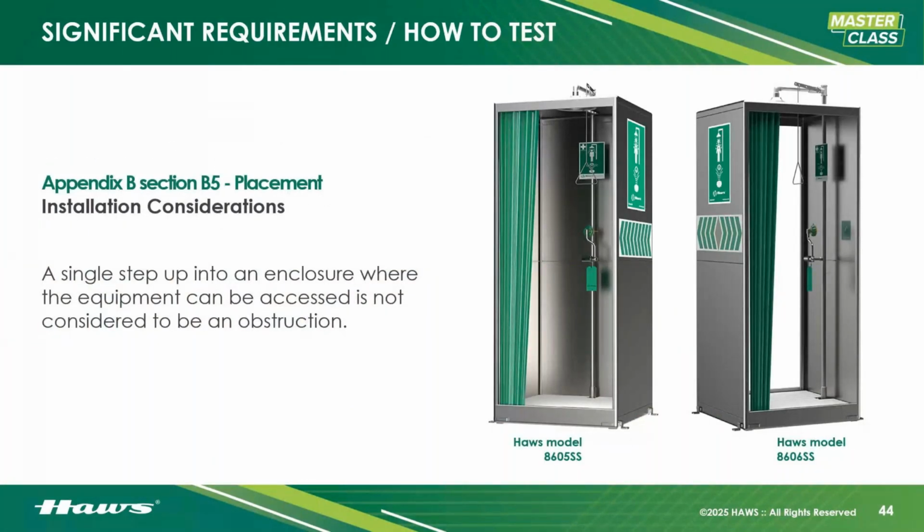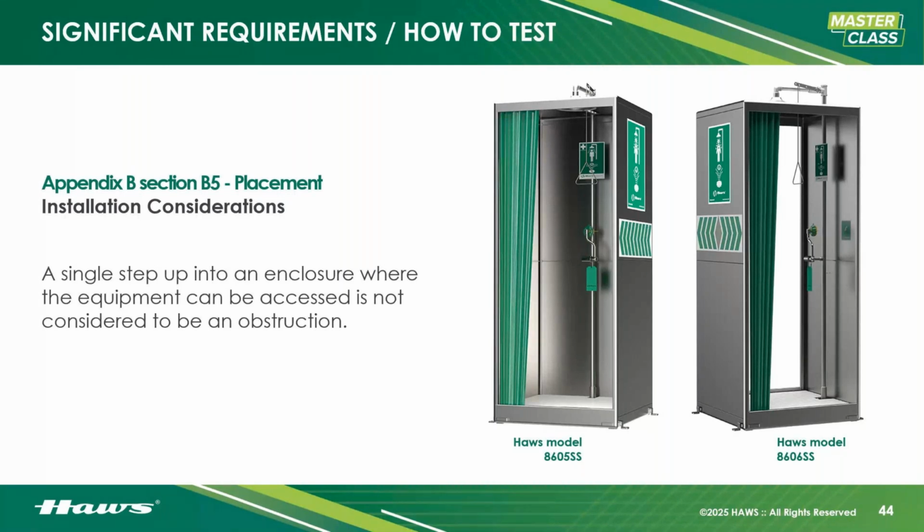Now, quick consideration. In Appendix B, Section B5, we have a consideration for change in level. This type of equipment that you see here on the right cannot be made to be flush with the ground. These are designed to catch the water, which is an absolute necessity in many emergency situations. This can't be made flush with the ground, so we have an exception. We can have one single step into an enclosure. Keep that in mind. But it has to be an enclosed shower combo unit like you see here. Otherwise, there's no change in level.